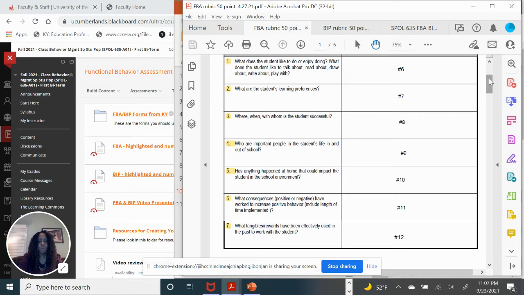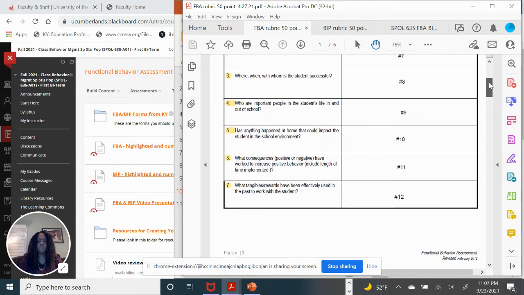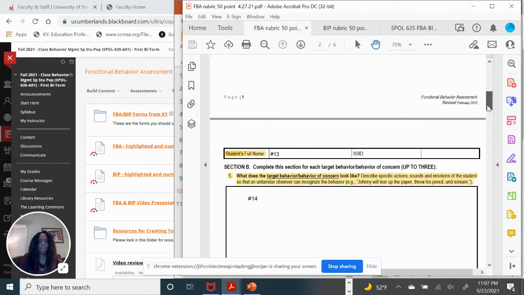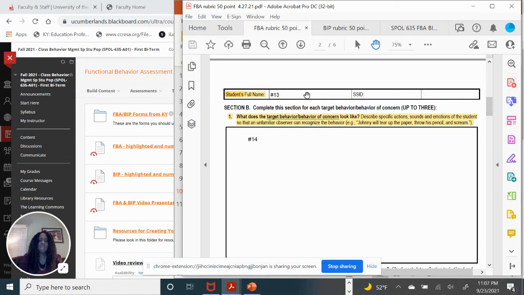What tangible rewards have been effectively used and worked for the child in the past? So that's 12 things that you would have filled in. We go on to the next one, and yes, again, it says full name. Don't give me full name. Again, just the initials. You're giving me the information, the same thing from the first page there.